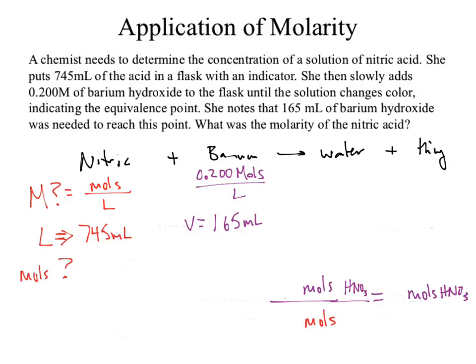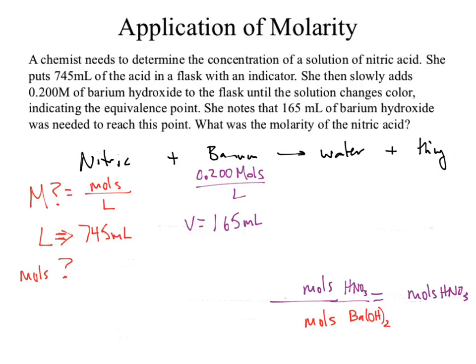I can relate the moles of nitric acid to the grams of nitric acid using the periodic table, but I'm not given grams of nitric acid. I am given something about the moles of barium. Can I relate the moles of nitric acid to the moles of barium hydroxide? Yes. Where does that relationship come from? The balanced equation, which you all wrote down 5 minutes ago.